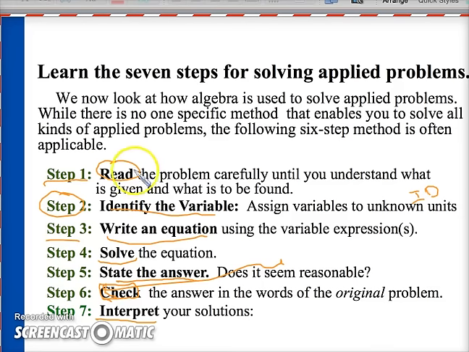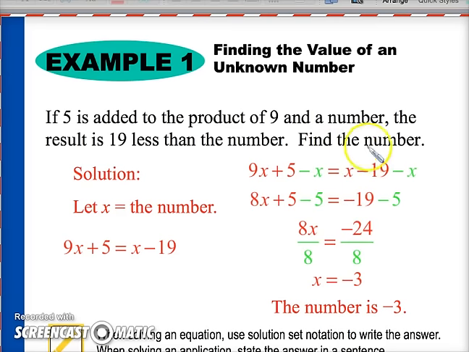The first thing I'm going to do is read the problem, which I just read. They want to find the number. And that number, when 5 is added to the product of 9 and that number, it should be 19 less than that number. That's the rule. That's what I'm trying to find.